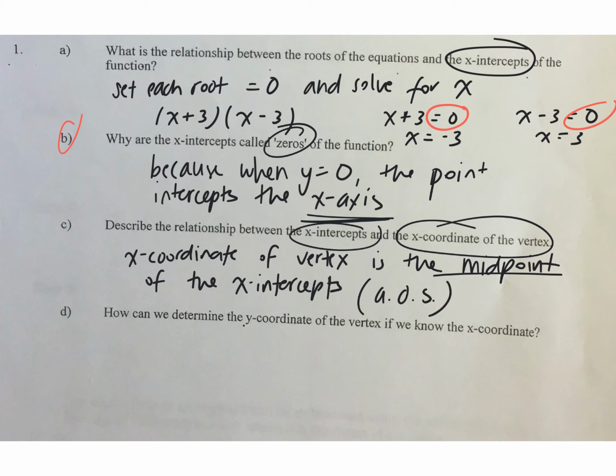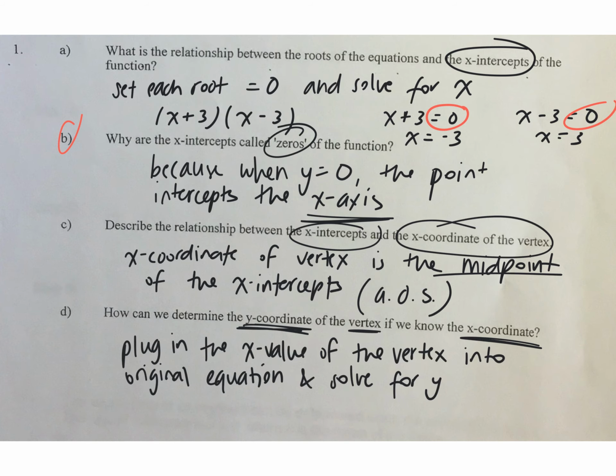Okay, so to find the y-coordinate of the vertex, if you know the x-coordinate, you plug in the x value of the vertex into the original equation, and then you're solving for y. Okay, so there it is, and there you have it.